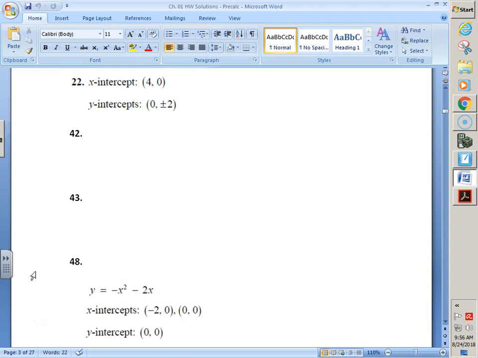Number 22, the y-intercepts, there are 2 of them. You could have done 0 plus or minus 2, or you could have just done 0, 2, and 0, negative 2. That would have been fine also. But there were 2 of them.